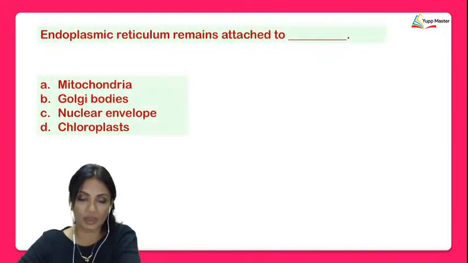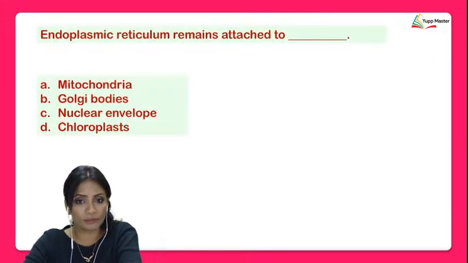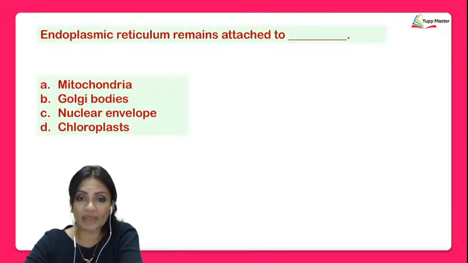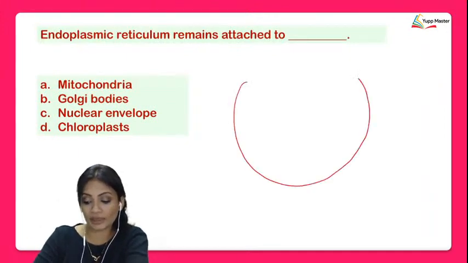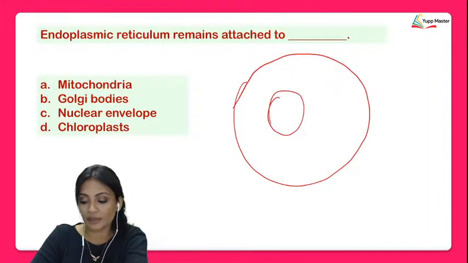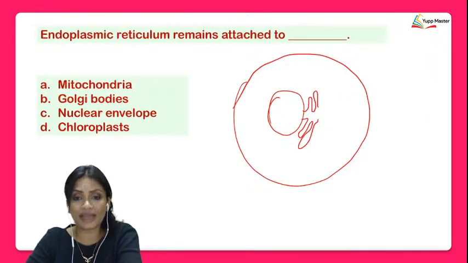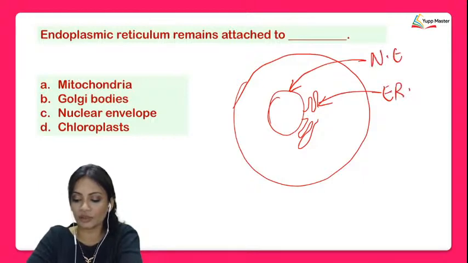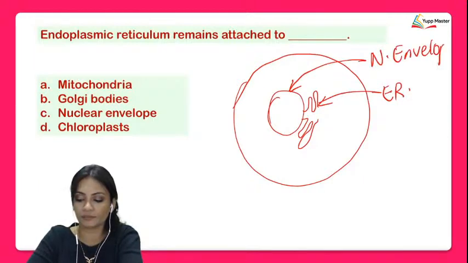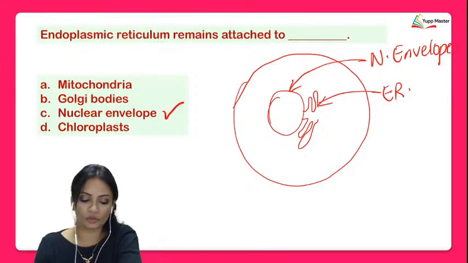Next. Endoplasmic reticulum is always going to remain attached to, tell me, where did that endoplasmic reticulum start? Remember that part? The nuclear envelope. Yes, so that is where the endoplasmic reticulum is going to begin, so naturally it is going to stay attached to it. This is the endoplasmic reticulum and this is the nuclear envelope. So the correct option is this.